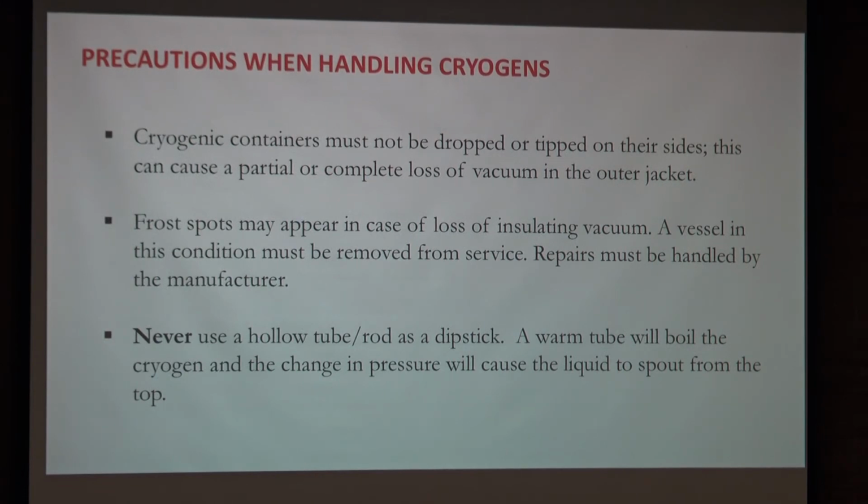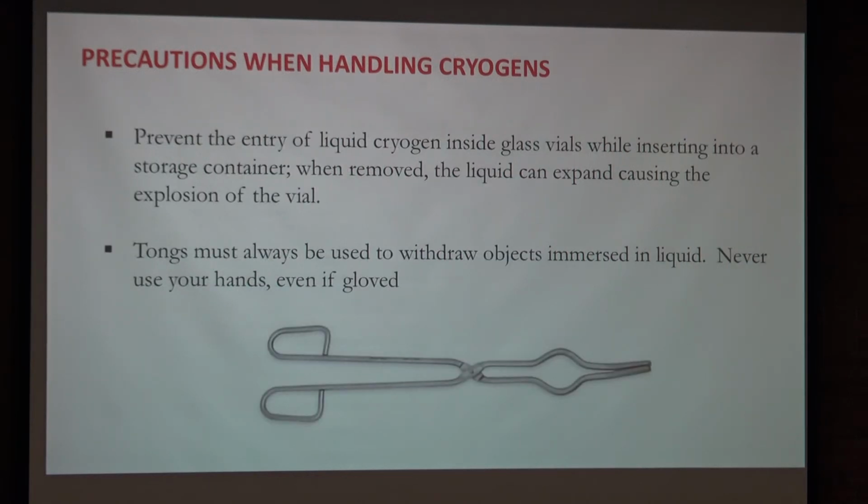Don't use a hollow tube or rod as a dipstick to put into the dewar to check how much cryogen is still in there. That will evaporate quite a lot of cold liquid and can create either escaping gas or an increase in dewar pressure. And that can also lead to splashing of cold liquid from the top of the dewar. So these are some situations which you're most likely not going to encounter around here.